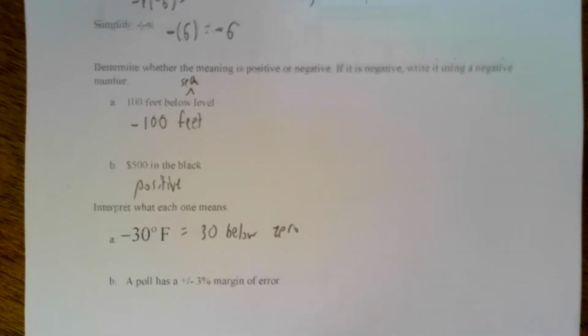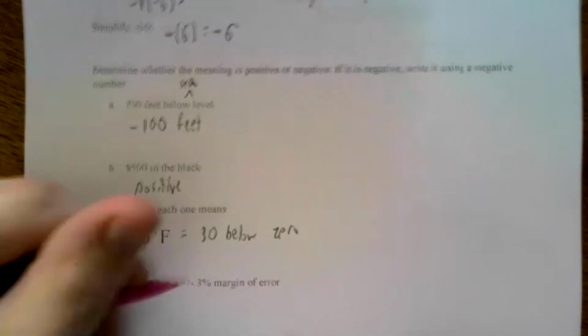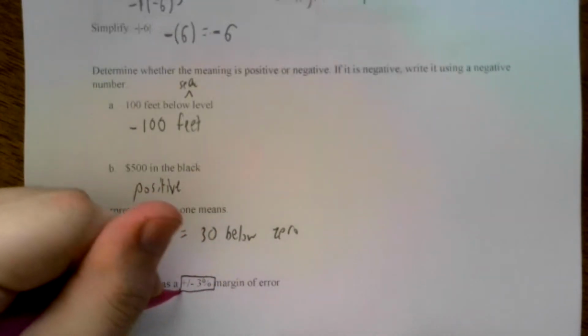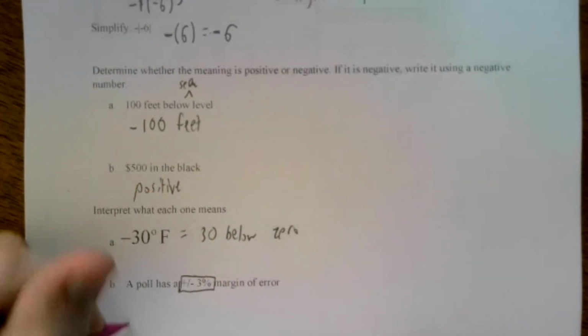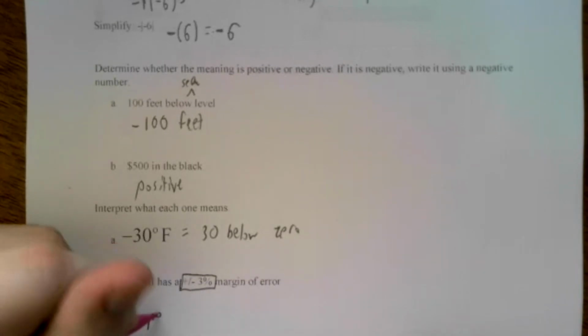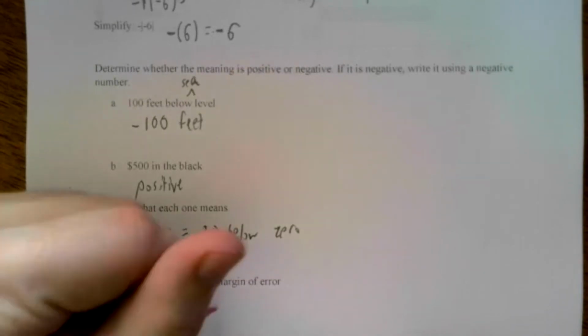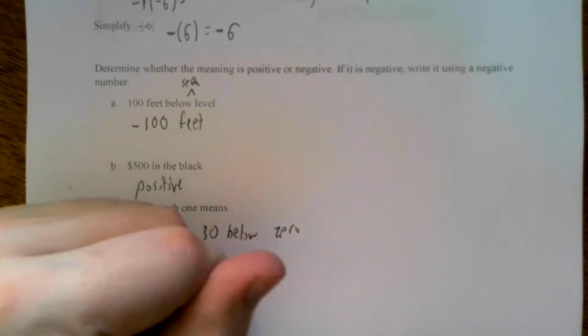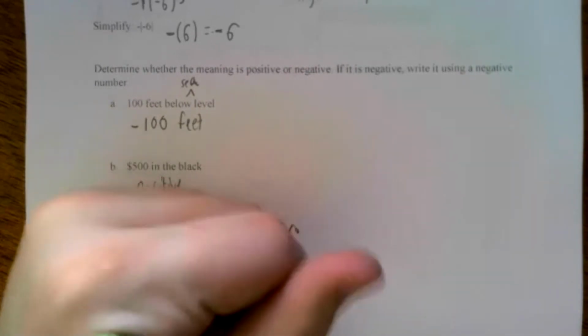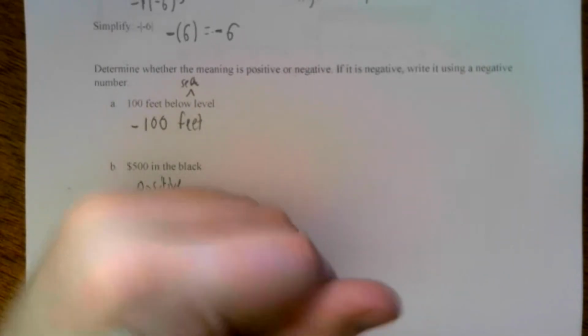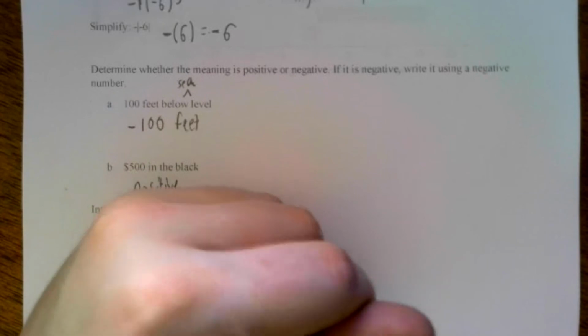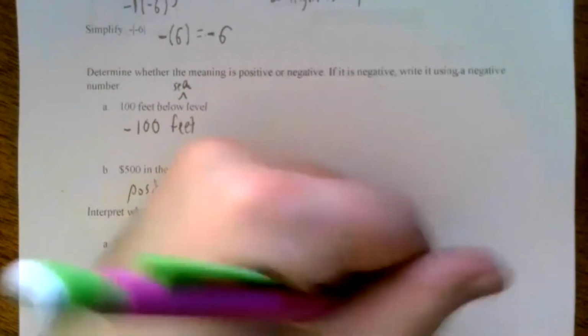So the way I would look at it, I would just rewrite it, but I'm going to write this in words here. So this percentage right here just means that a poll has a plus or minus 3%. I guess I'll just write 3% because we know what that means. Margin of error.